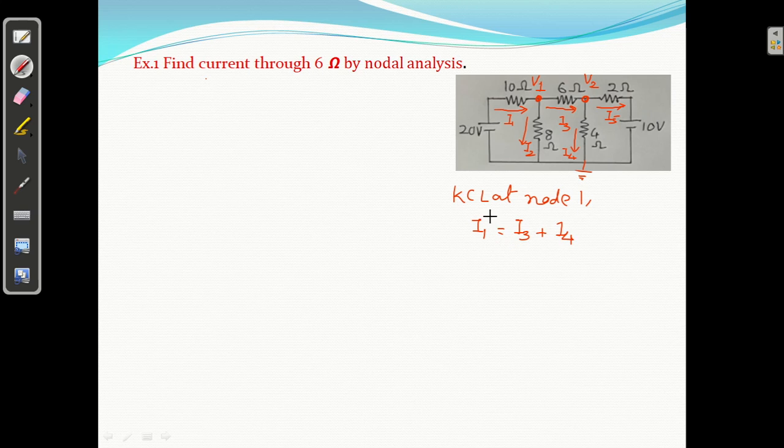Now what is the incoming current? I1. Look here, what is the potential at this point? 0. What is the potential of this point? 0. What is the potential of this point? 0. So what is the potential of this point? 20. What is the voltage here? 20 volts. So what will I1 be?